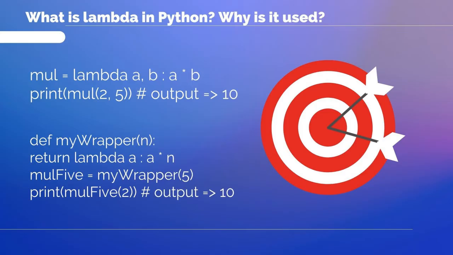What is lambda in Python? Why is it used? Lambda is an anonymous function in Python that can accept any number of arguments but can only have a single expression. It is generally used in situations requiring an anonymous function for a short time period. Lambda functions can be used in either of two ways: assigning lambda functions to a variable or wrapping lambda functions inside another function.